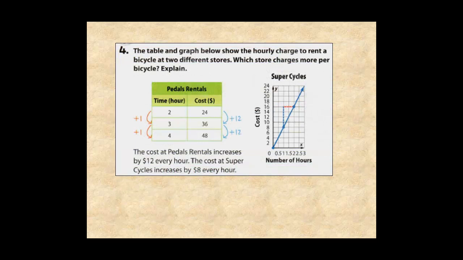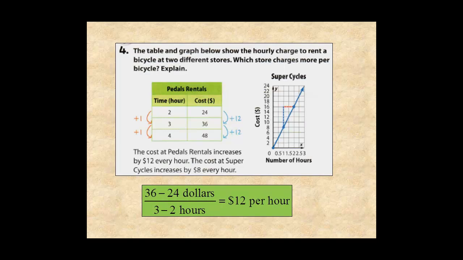In example 4 from the table, pedal rental charges $12 per hour. From the graph, Supercycle charges $8 per hour. Supercycle is the better deal.